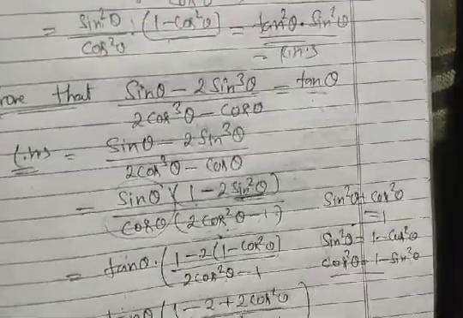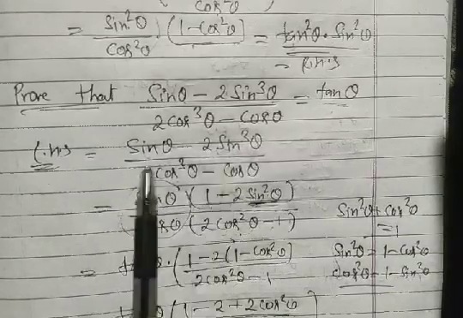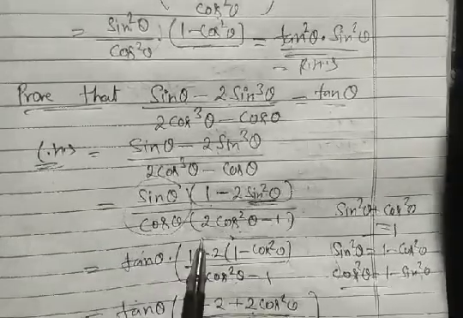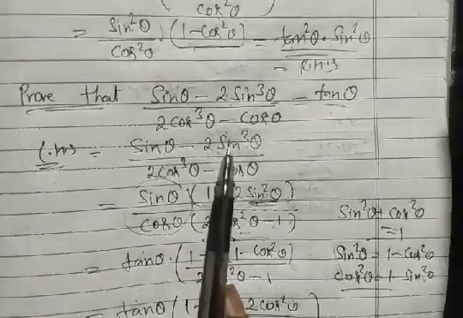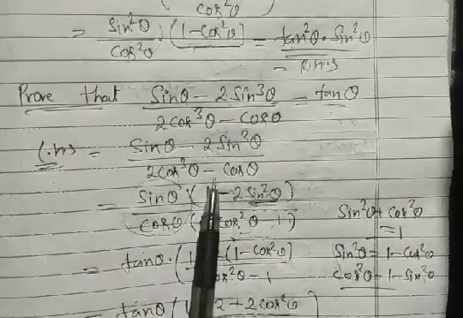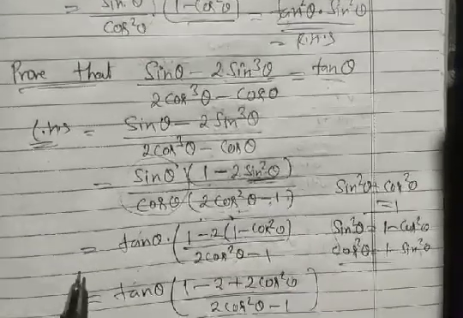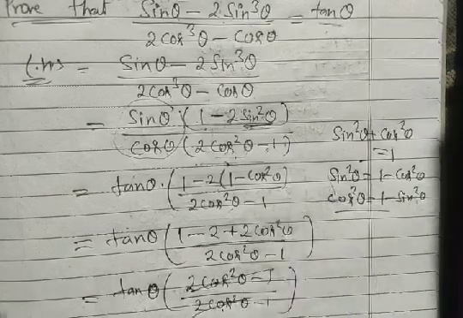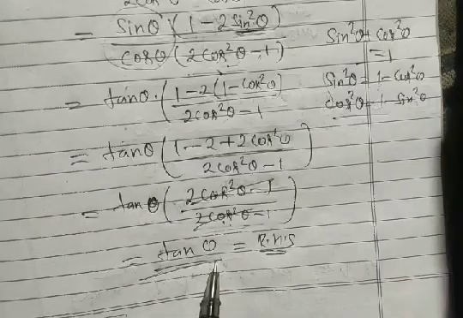I'm going to revise again. We start from our left hand side, taking sin theta common from the numerator, and taking cos theta common from the denominator. Then we have 1 here and we get 2 sin square. Similarly, we take common cos theta there, then we have 2 cos square minus 1 there. After that, we change our sin square theta by using the identity 1 minus cos square theta. After solving, our numerator and denominator are both the same, and then we get tan theta.